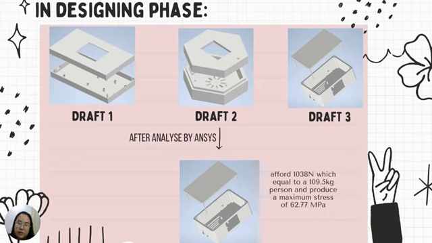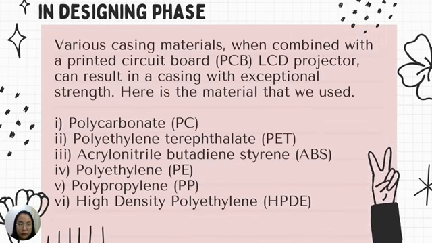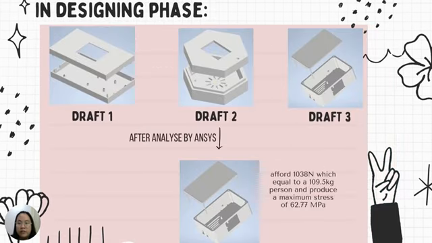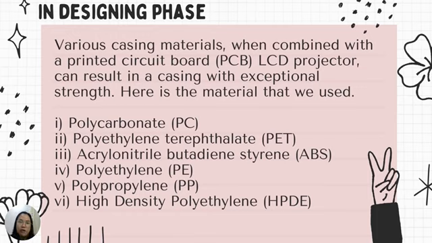Surprisingly, draft 3 can afford 1038 Newton, which is equal to 109.5 kilograms, and produces a maximum stress of 62.77 MPa. So draft 3 is chosen to proceed to our next phase. In the next phase, we tested the draft 3 design with various materials such as PC, PET, ABS, PE, PP, and HDPE.